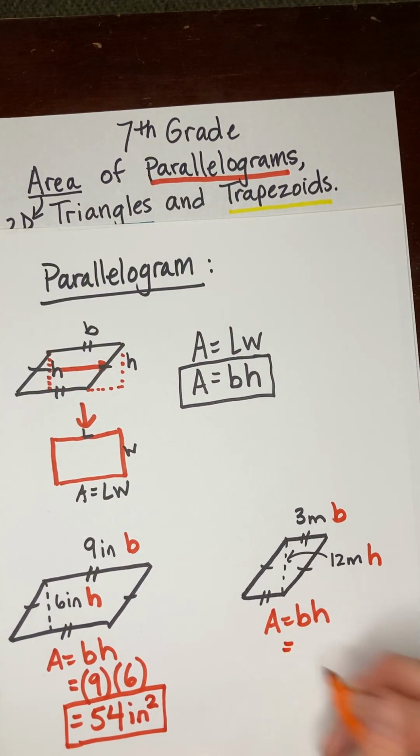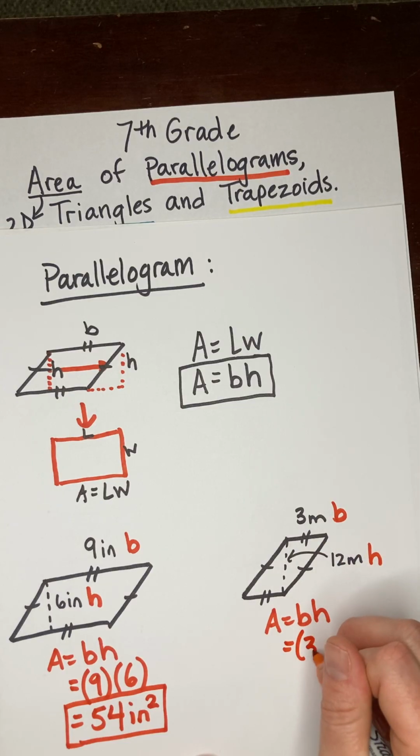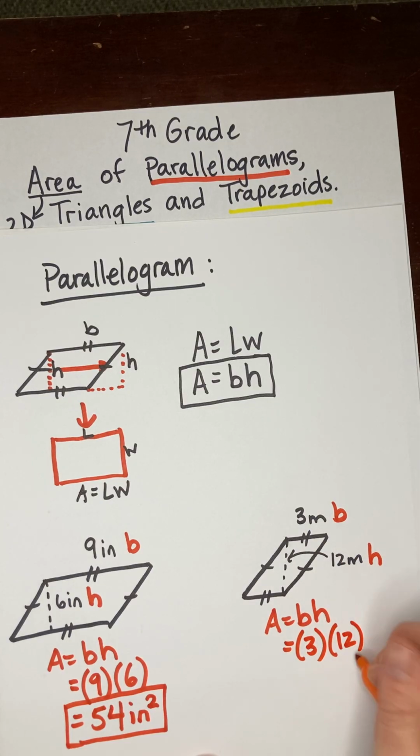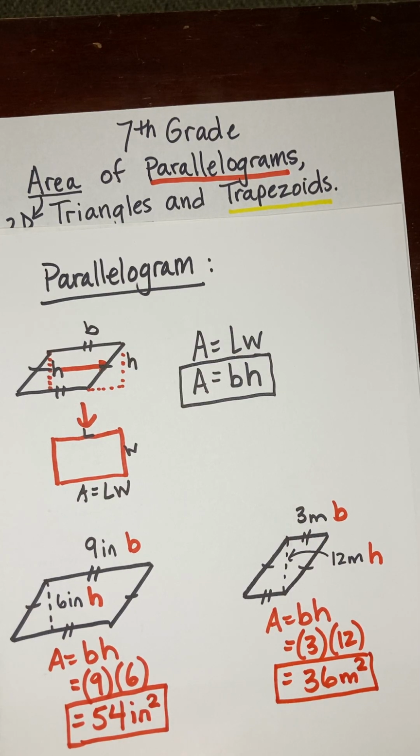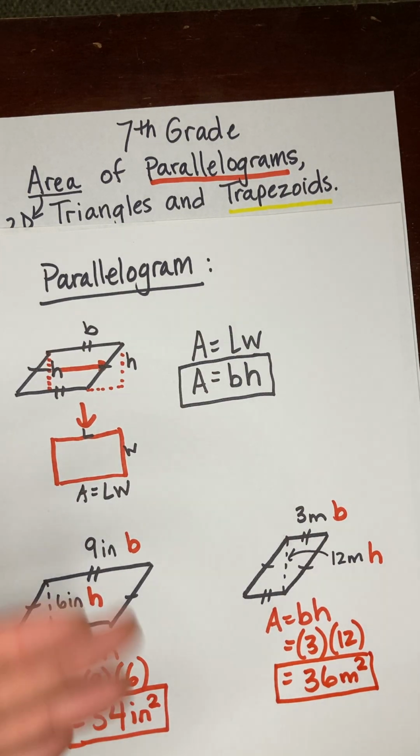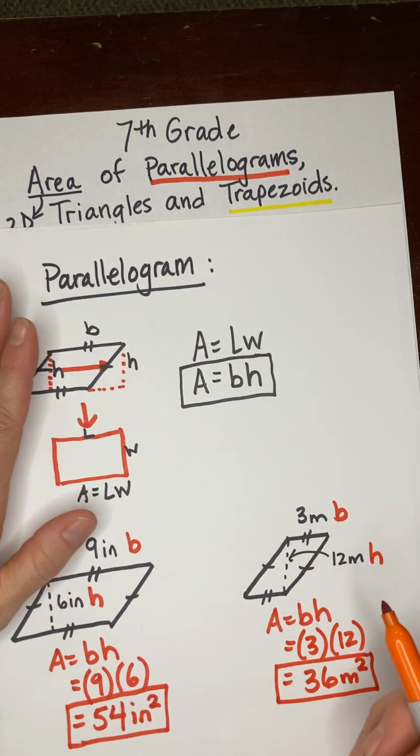Let's go ahead and substitute 3 and 12. 3 times 12 is 36. My units are meters. Because I have area, it's meters squared. So the area of my parallelogram is 36 meters squared. And that's all there is to it, to finding the area of a parallelogram.